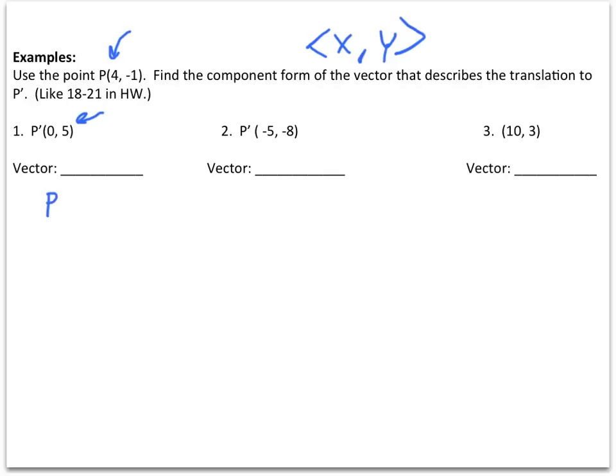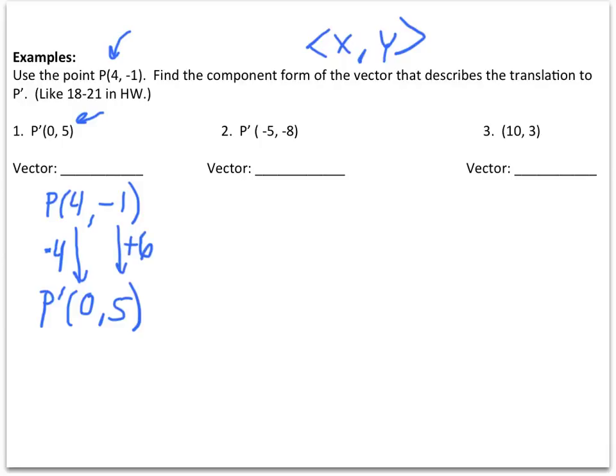We start with P as (4, negative 1), and we end with P prime as (0, 5) in this first example. So we have to ask ourselves, how do we go from 4 to 0? Well, if we subtract 4, we get 0. How do we go from negative 1 to positive 5? If we add 6, negative 1 plus 6 equals positive 5. So these two values that I just came up with, that's my vector.